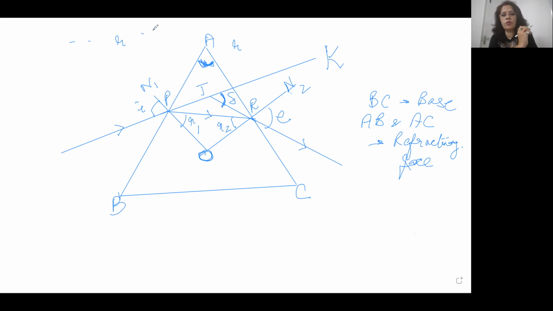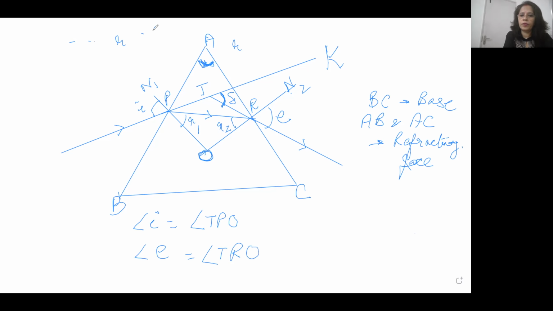By this much, the incident ray has deviated from its path. Now let us come to the derivation. So from the figure, first we see that angle I will be equal to how much? Angle TPO. And angle E will be equal to how much? Angle TRO. Fine. From geometry, we can see this. Now, also, angle TP, you see here.